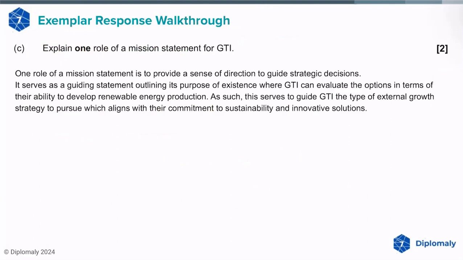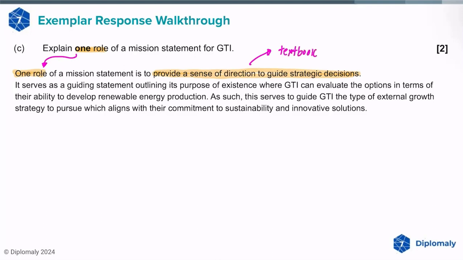So as you can see, you start off your response by clearly echoing what the question is asking you, the role, right? So one role. And then you're going to say one role of mission statement is to provide a sense of direction and guide strategic decisions, right? So this part is really straight from your textbook, your notes, or even if you do a quick Google search on the internet and ask one role of mission statement, you will be able to find something along the lines of this. So this is really straight from the textbook.